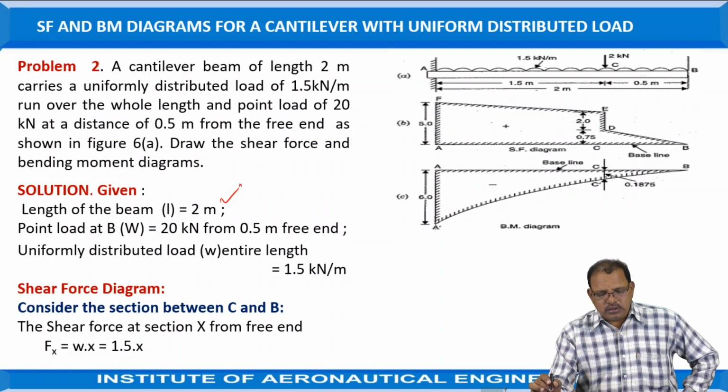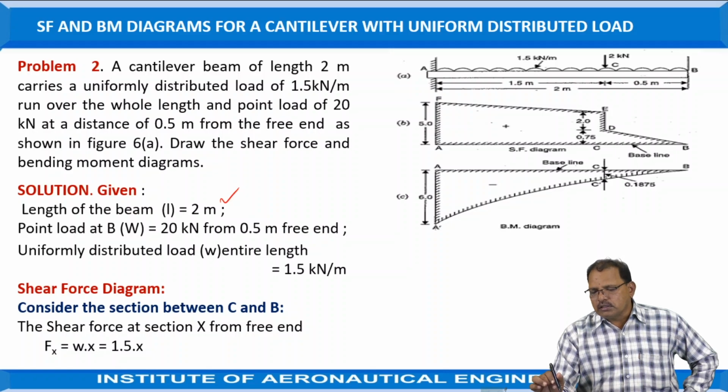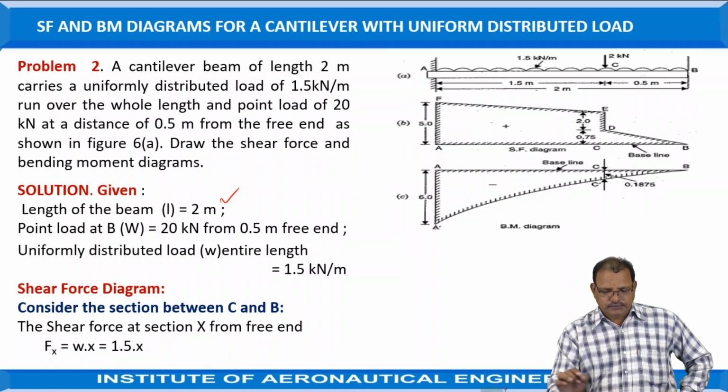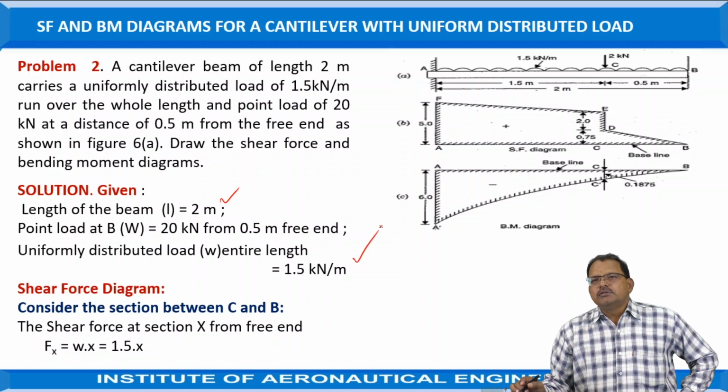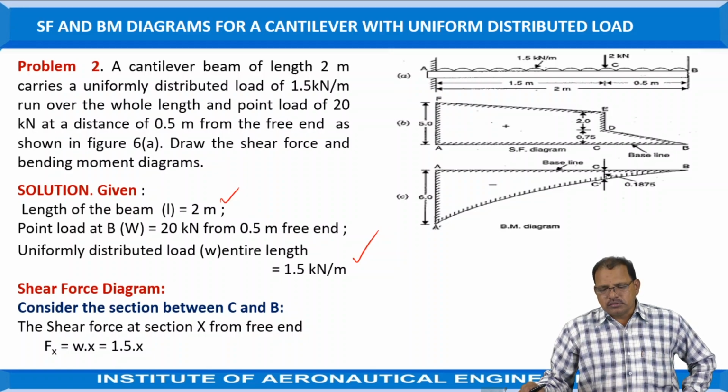The point load given is 2 kilonewtons acting at a point C, at a distance of 0.5 meters from B as shown in the figure, and the uniformly distributed load is acting over the entire length of the span at the rate of 1.5 kilonewtons per meter. So first of all, we are drawing the shear force diagram.